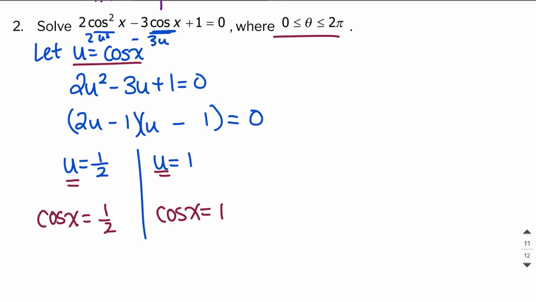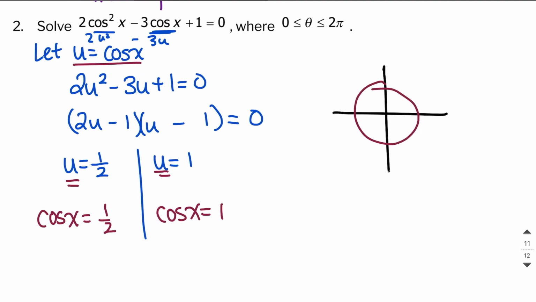And then here it's from 0 to 2 pi again. Let's do the 1 first because that's nice and easy right here. Cosine will only be 1 right here at 0, but it would also be 1 if I go all the way around.